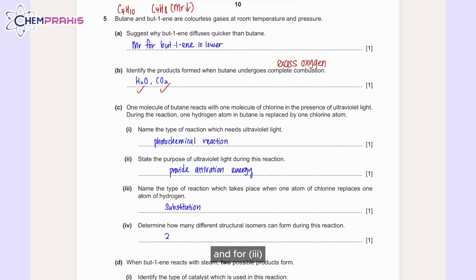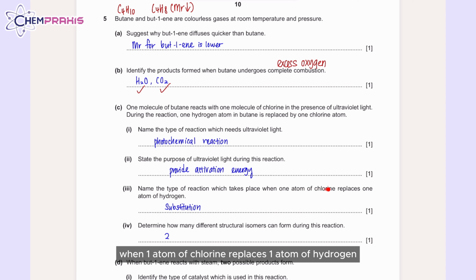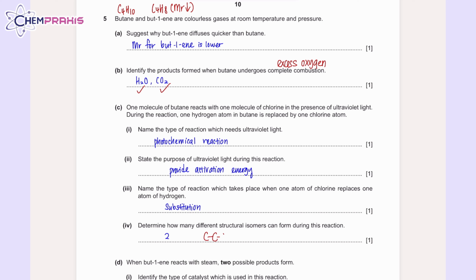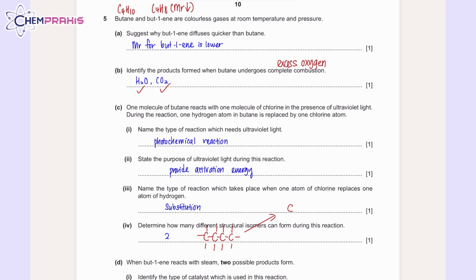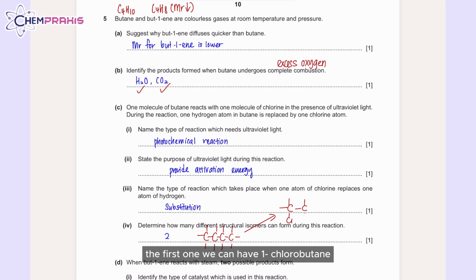And for Roman 3, name the type of reaction which takes place when one atom of chlorine replaces one atom of hydrogen. We call this a substitution reaction. Determine how many different structural isomers can form during this reaction. So if one of the hydrogens in butane is substituted by chlorine, we can have two different isomers. The first one, 1-chlorobutane, means that the hydrogen atom on the first carbon is replaced by chlorine. And we can have the second option as well.